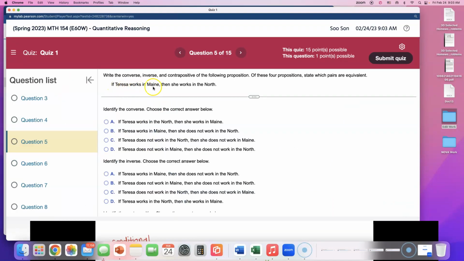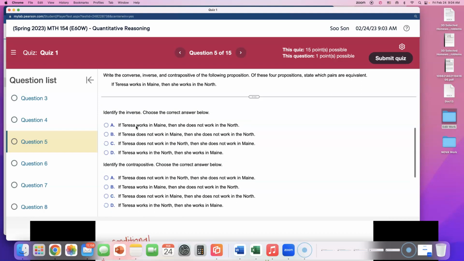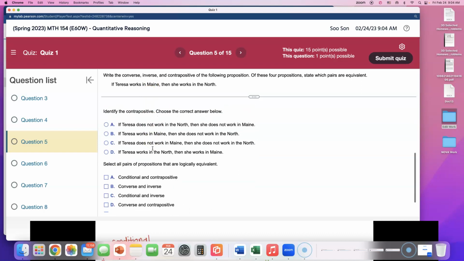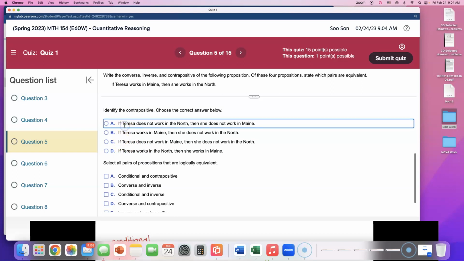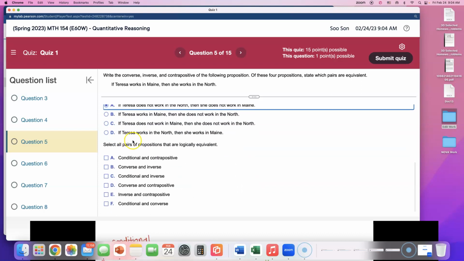If Teresa works in Maine, then she works in the north. Converse will be talking about how she works in the north first. If she works in the north, then she works in Maine. That will be the converse. Identify the inverse. Inverse would be just negating them both. If Teresa doesn't work in Maine, then she doesn't work in the north. Contrapositive will be switching them both. If she doesn't work in the north, then she doesn't work in Maine. Okay? I'm doing it real quick, so I don't know if I made a mistake, but I think you get how you write these sentences.